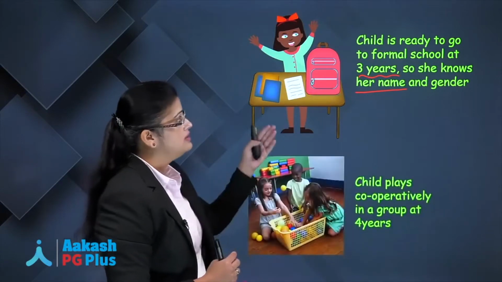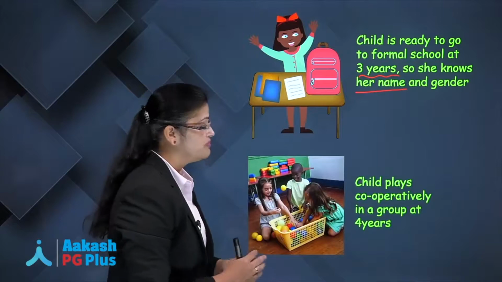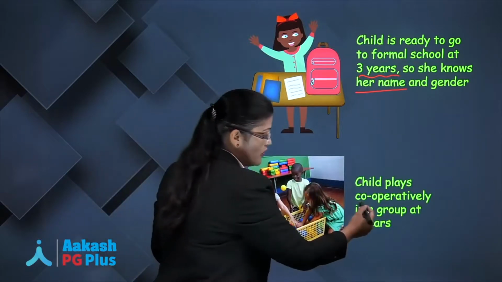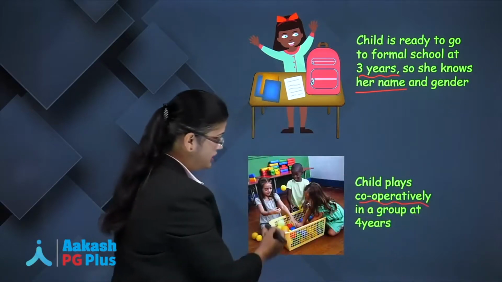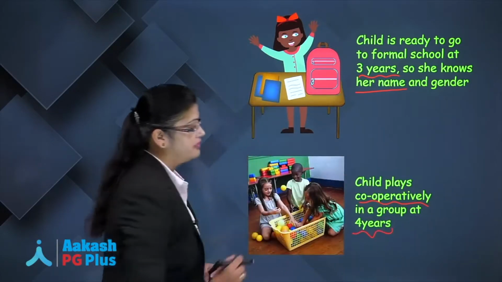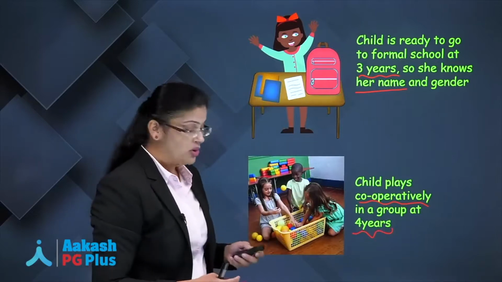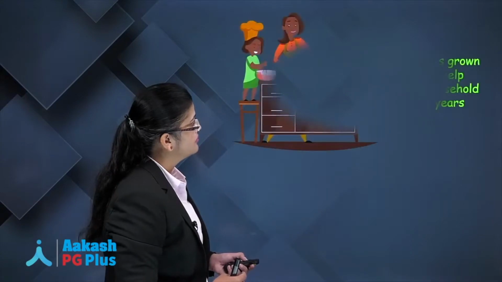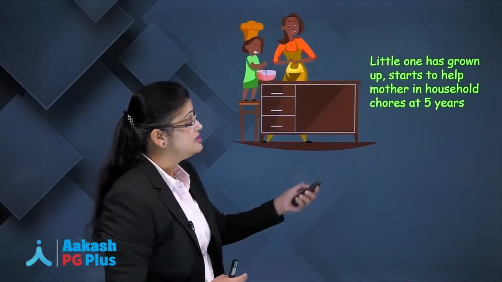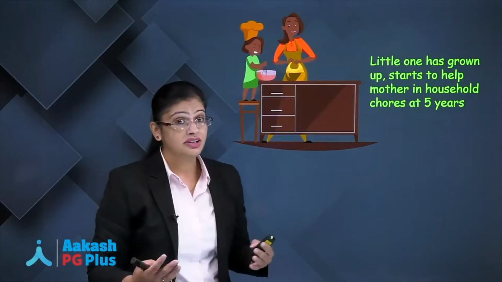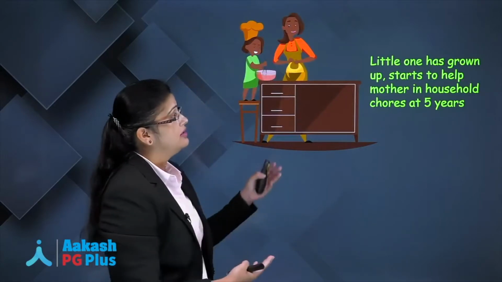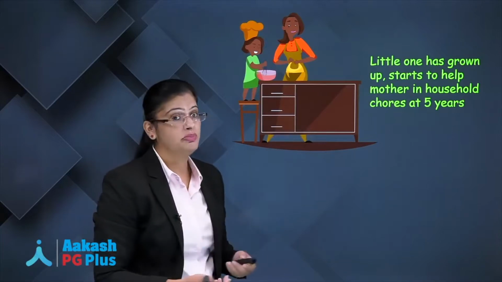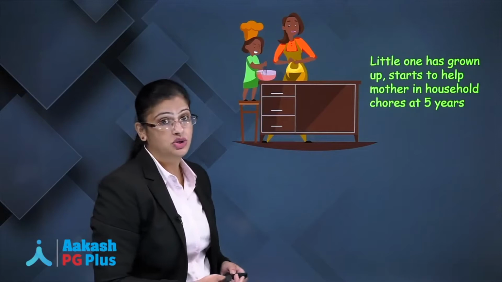And then while the child has joined school, he learns a lot of things, and amongst them, one of the important is playing cooperatively in a group at around 4 years of age. Again, an important milestone after 1 year of school. And then at around 5 years, the little one has become really responsible and has actually started to help mama in household chores as well, and not just copying but helping in actual terms.